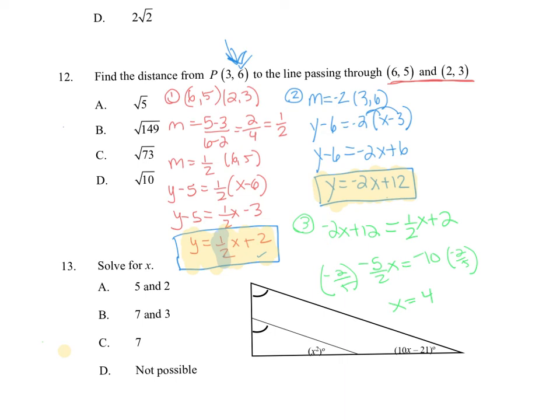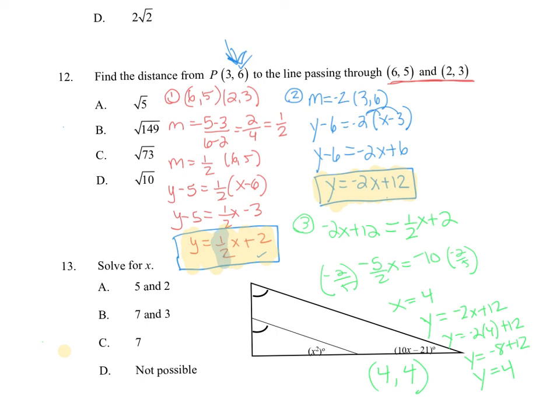Then if we go back and pick one of those 2 equations that I've highlighted in yellow, our original equations, and we put in 4 for x, we're going to see that y is also equal to 4. So we find that the point of intersection here is (4, 4).